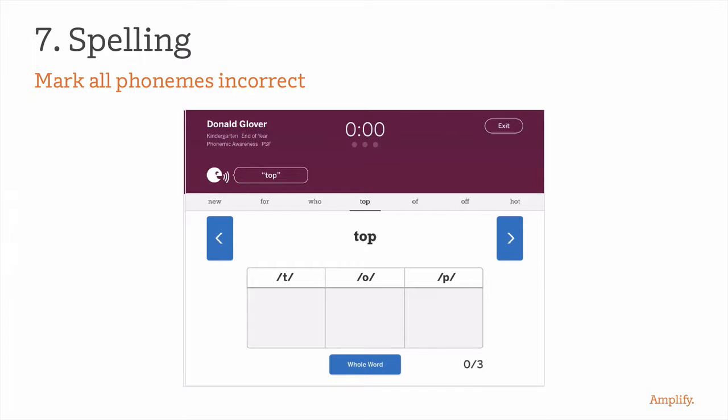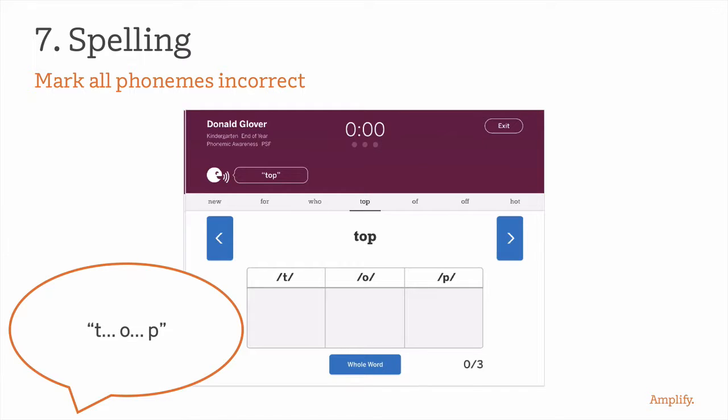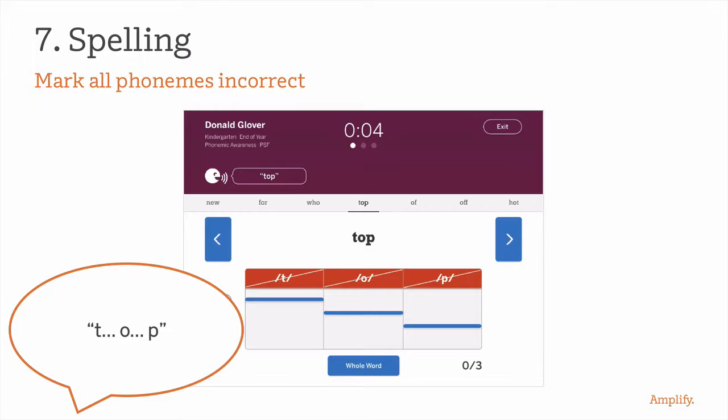Spelling. If a student spells the word, no credit is given. For example, if the word is top and the student says T-O-P, underline and tap each phoneme to mark it incorrect.